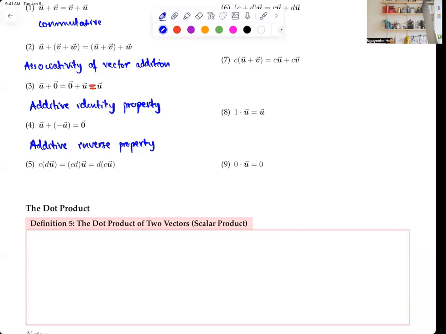Now, number five, let's say you have a vector u and two different scalars. Applying the scalar d and then the scalar c is equivalent to applying the scalar c and then d, or multiplying the scalars first and then applying that new scalar to the vector u. Those are equivalent. And this is called the associativity of scalar multiplication.